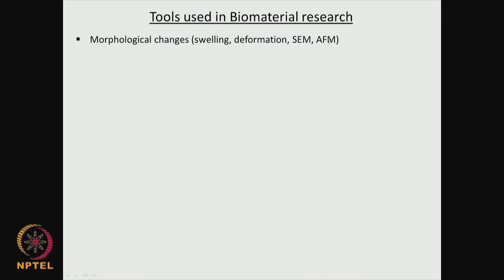Then we need to use the scanning electron microscope to look at the morphological changes at the micron level. We may have to go to the atomic force microscope to look at it at the nano level. So, there are a lot of tools being used if you are looking at morphological changes. We will spend more time on the scanning electron microscope and atomic force microscope later as we go along.